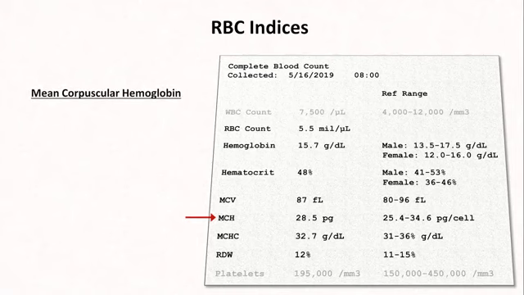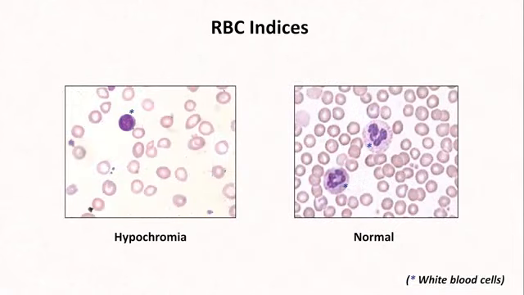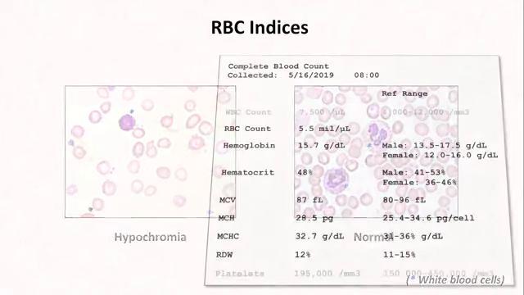Mean corpuscular hemoglobin is the average hemoglobin content in a single red blood cell. It is calculated: MCH equals hemoglobin divided by RBCs. A low MCH results in the blood smear finding of hypochromia, or relatively pale red cells, since oxygenated hemoglobin is what's responsible for the cell's red color. Less hemoglobin means less red. This may be seen in iron deficiency and in hemoglobinopathies like the thalassemias.